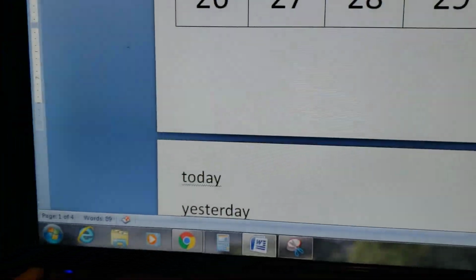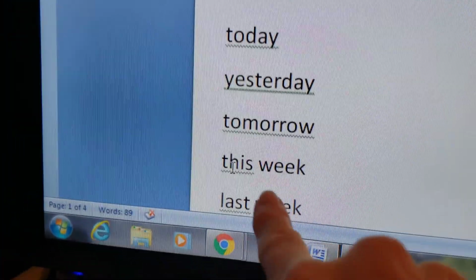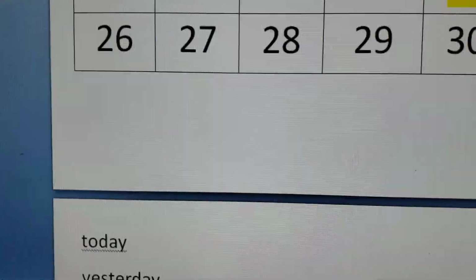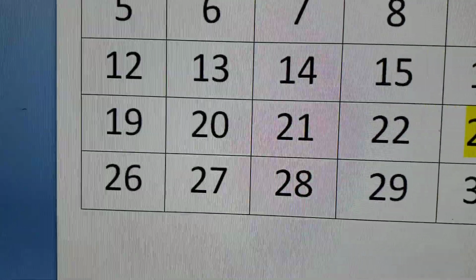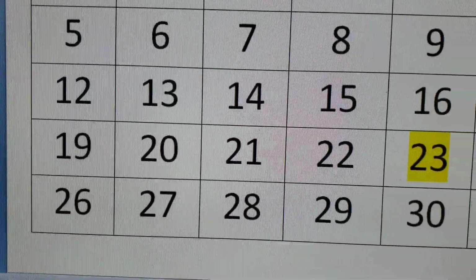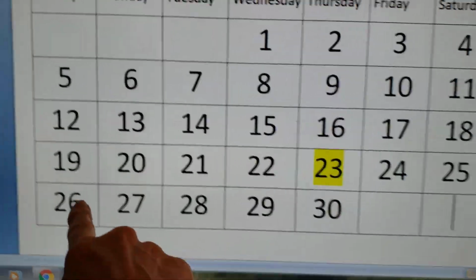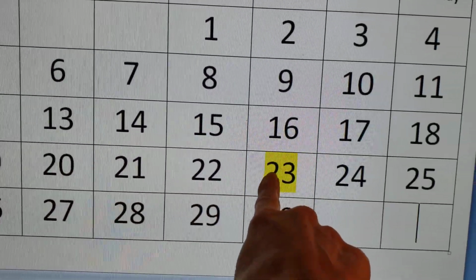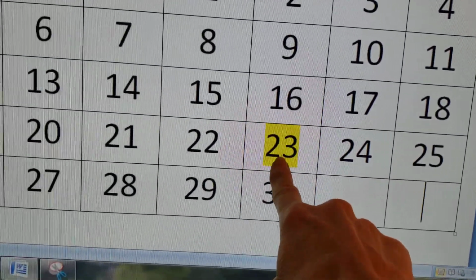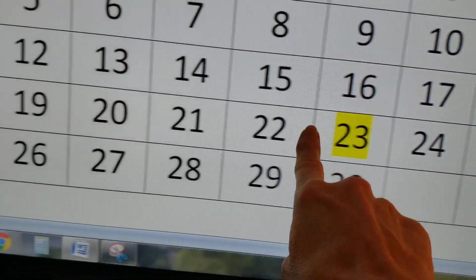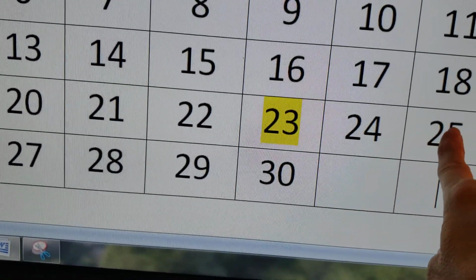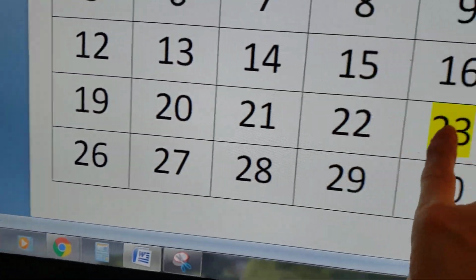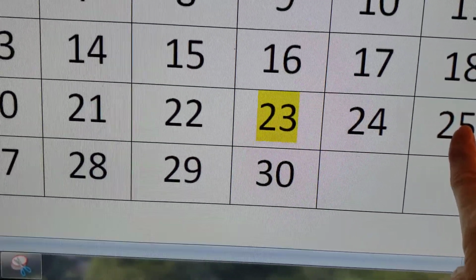All right, let's go down and look at this right here, this week. When we think about a week, we think about all the days in the week. So a week has 7 days. We can count those. There's 1, 2, 3, 4, 5, 6, 7. So if this is today, all these days are part of this week. So these days have already happened in this week. We have 2 more days to go in this week.